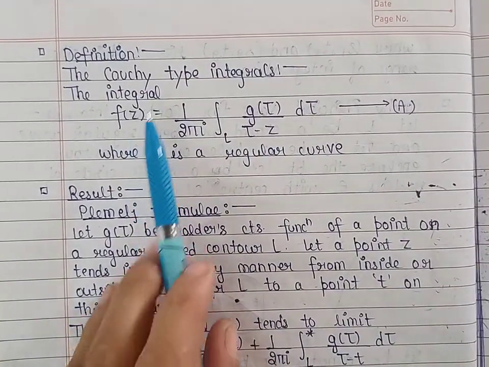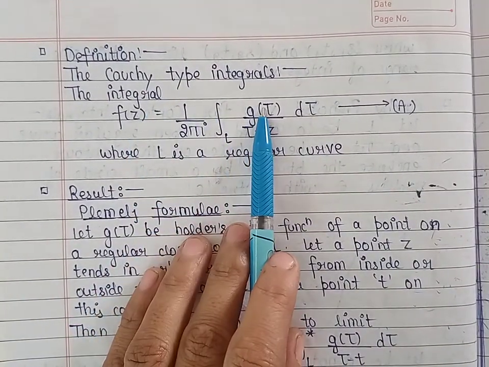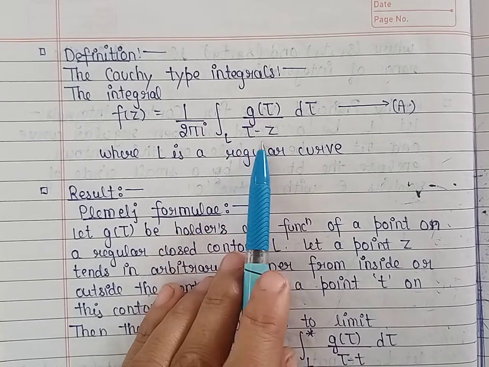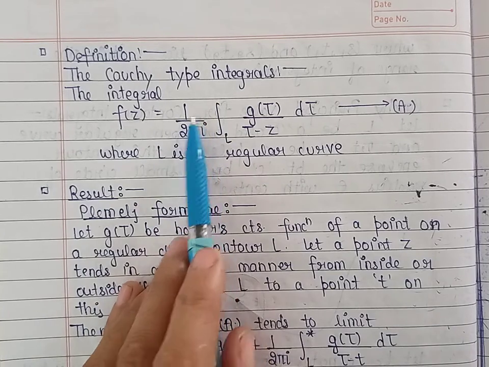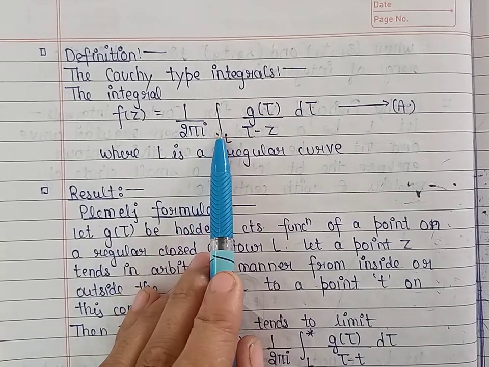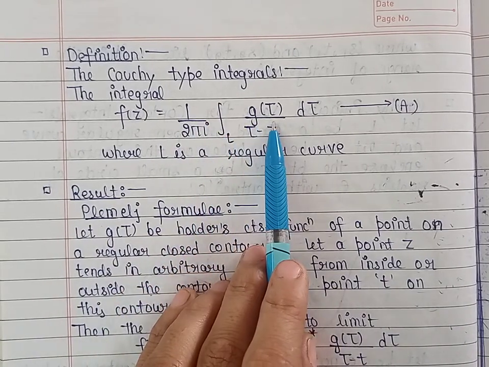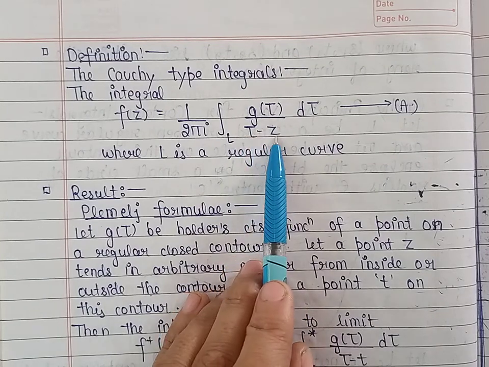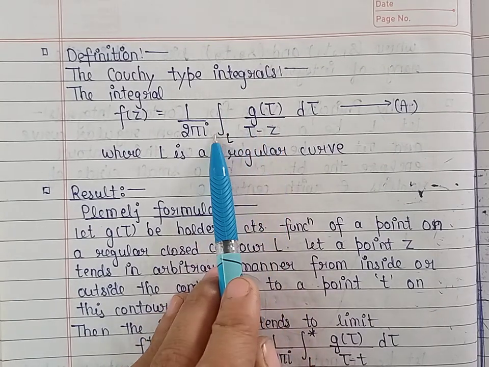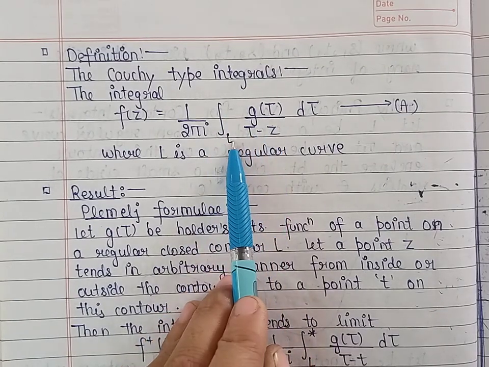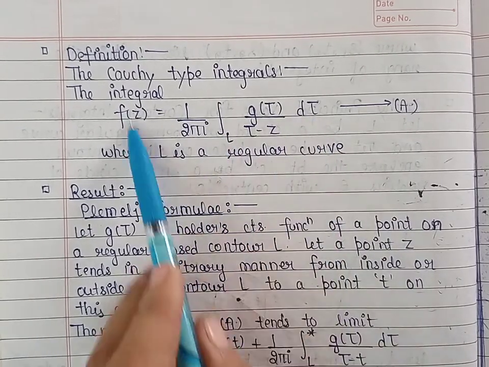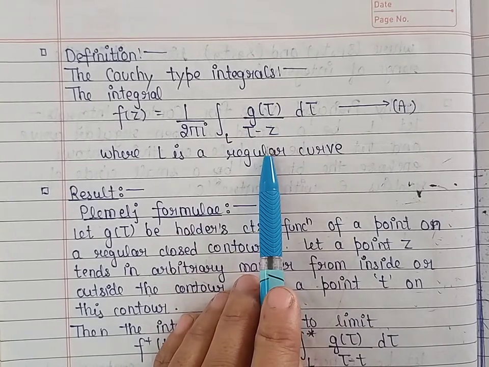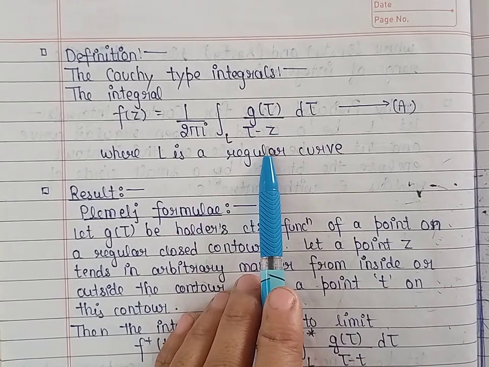Now the next definition is: what is a Cauchy type integral. Cauchy type integrals are integrals of the form f of z is equal to 1 upon 2 pi iota integral of g of tau divided by tau minus z. This integral is over the regular curve L and the integration is with respect to tau. This type of integral is called a Cauchy type integral.